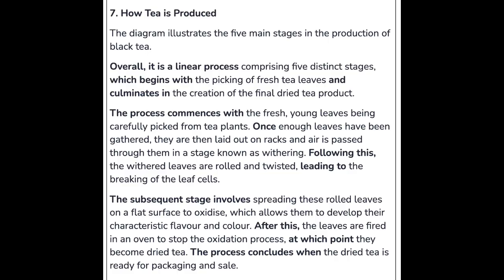The subsequent stage involves spreading these rolled leaves on a flat surface to oxidize, which allows them to develop their characteristic flavor and color. After this, the leaves are fired in an oven to stop the oxidation process, at which point they become dried tea. The process concludes when the dried tea is ready for packaging and sale.